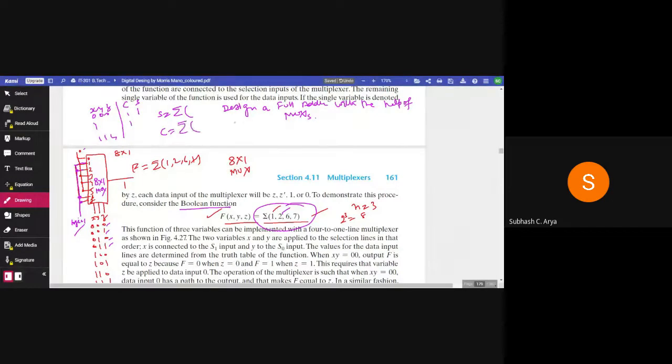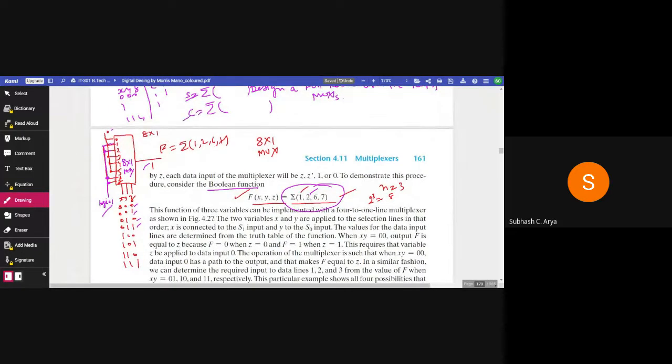Similarly, carry will also be something here. Now, since in a multiplexer only one output is possible, in order to implement this full adder with the help of a multiplexer, we need two multiplexers. One multiplexer will give sum as an output, and another multiplexer will give carry as an output.